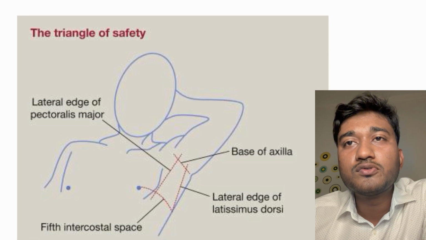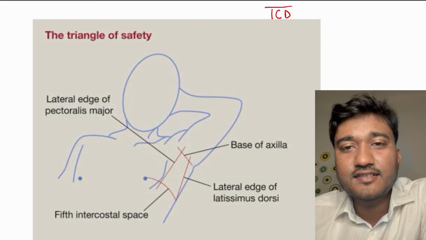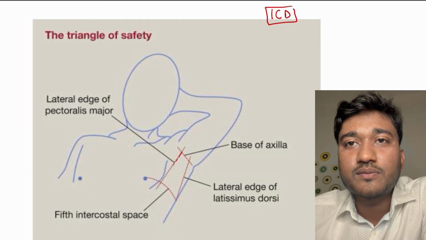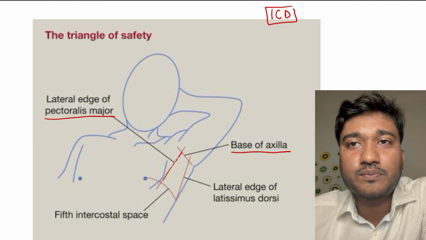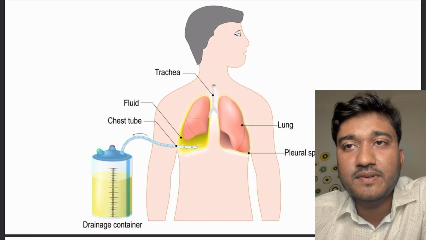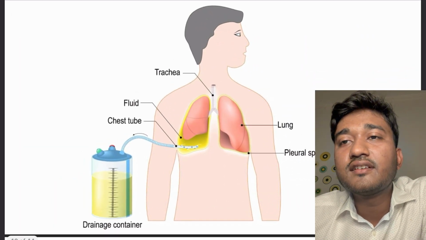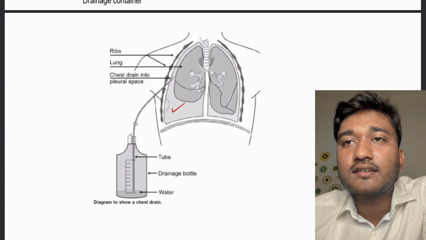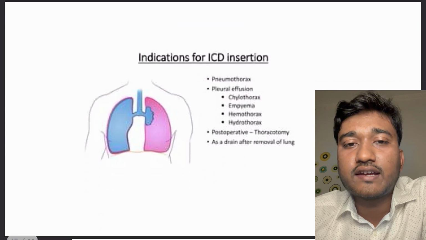So where to put those ICDs, intercostal drains? You need to know the triangle of safety. It is basically lateral edge of pectoralis major, base of axilla, and lateral edge of latissimus dorsi, and in 5th to 6th intercostal space. In this photo, you can see the ICD is given in the right side, as well as in this photo in the right side.